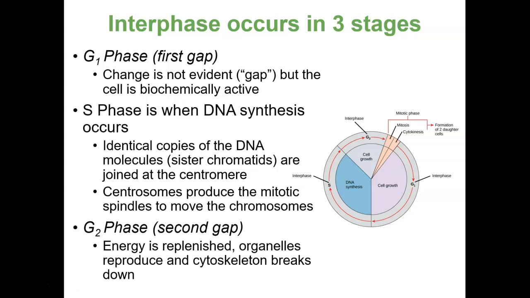And then the G2 phase, or the second gap. This is when organelles make copies of themselves and the cytoskeleton starts to break down. We're getting ready. We are growing, but we're getting ready to have enough cellular contents in order to take that one cell and turn it into two.